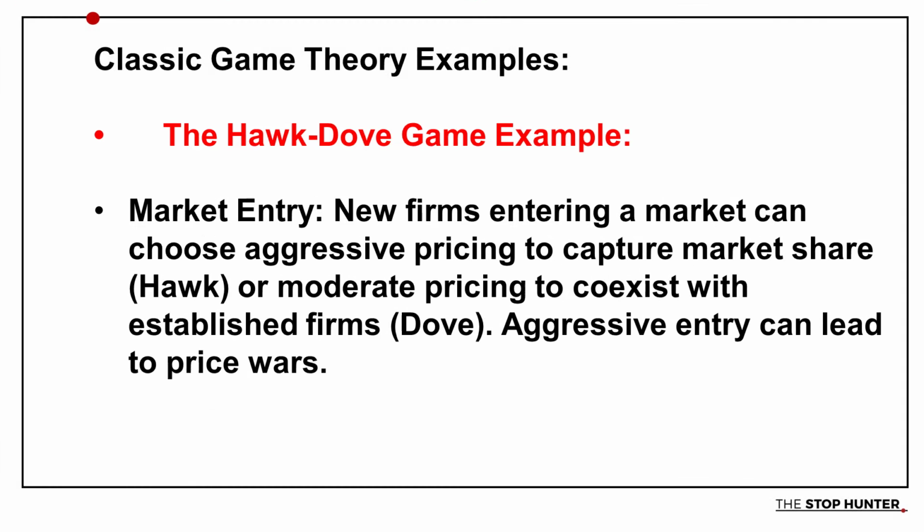A real world business example of this, well, maybe a firm entering the market can choose how aggressively they're going to go in to try and capture market share. They're going aggressive, they're going hawkish. If they want to coexist with established firms, be a bit more passive, then they're going to go the dovish approach. Aggressive entry also can lead to price wars and conflict.